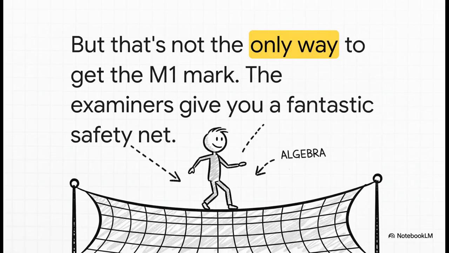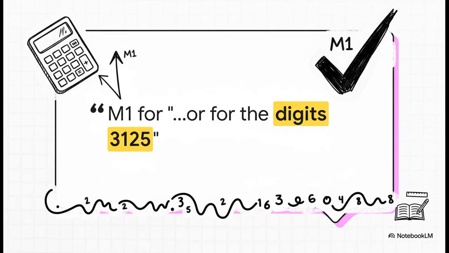What's really cool here is that the examiners actually give you another way to get that mark. Think of it like a safety net, you know? Just in case you're not feeling 100% on rearranging algebra under exam pressure. Look at this. The mark scheme literally says you can also get the M1 mark just for writing down the digits 3, 1, 2, 5. So this means you could just punch the whole thing into your calculator, see that number sequence, jot it down, and bam, you've secured that method mark.